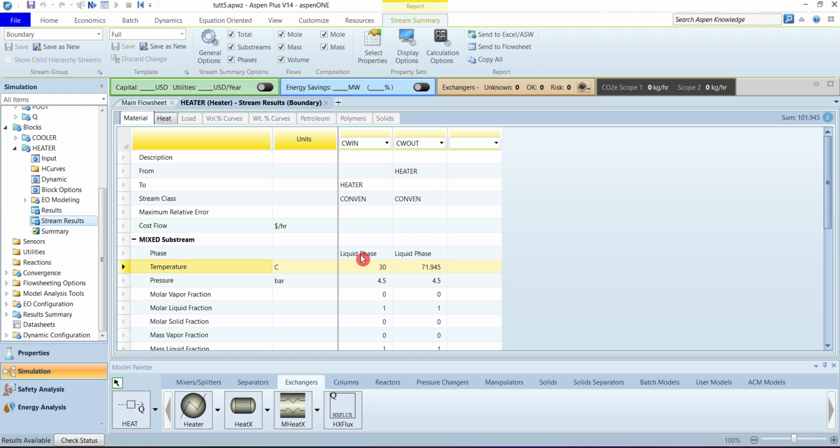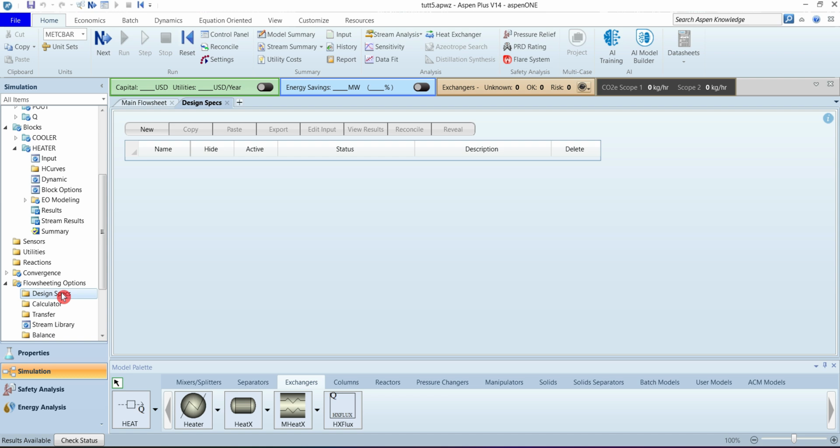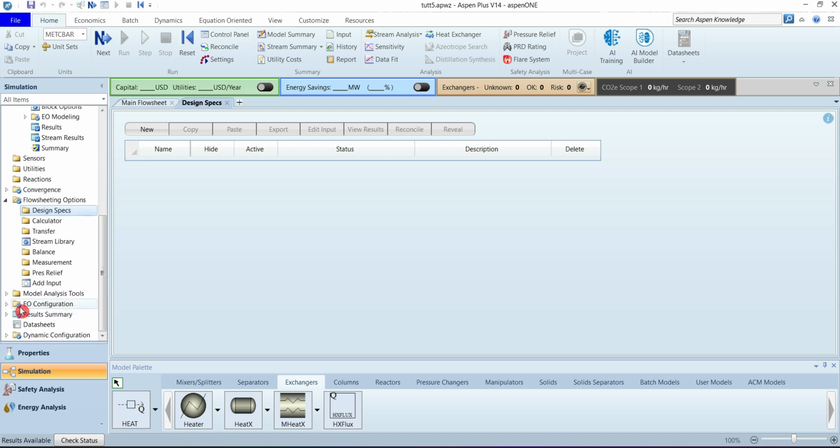How can we do that? One option is to randomly try different flow rates. The other option is to work with the inherently available design specifications. The design specification option is under the flow sheeting options in the navigation pane. We can also work with the sensitivity analysis, under model analysis tools, and figure out for a 40 degrees Celsius discharge temperature of the cooling water what the flow rate should be. We can use either of the two options to figure out the flow rate.